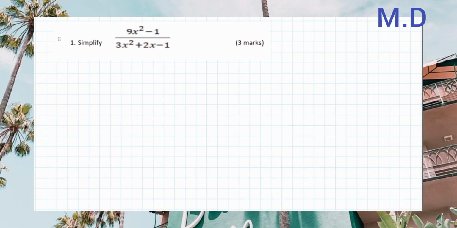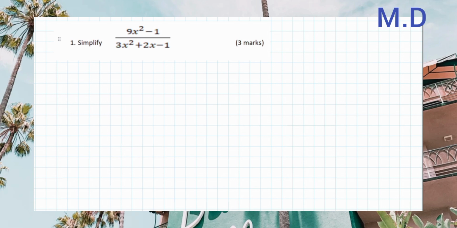In this video, we're going to be looking at the common questions in the topic quadratic expressions and equations. Basically, we are going to start with expressions, where our first question is: simplify (9x² − 1) divided by (3x² + 2x − 1).